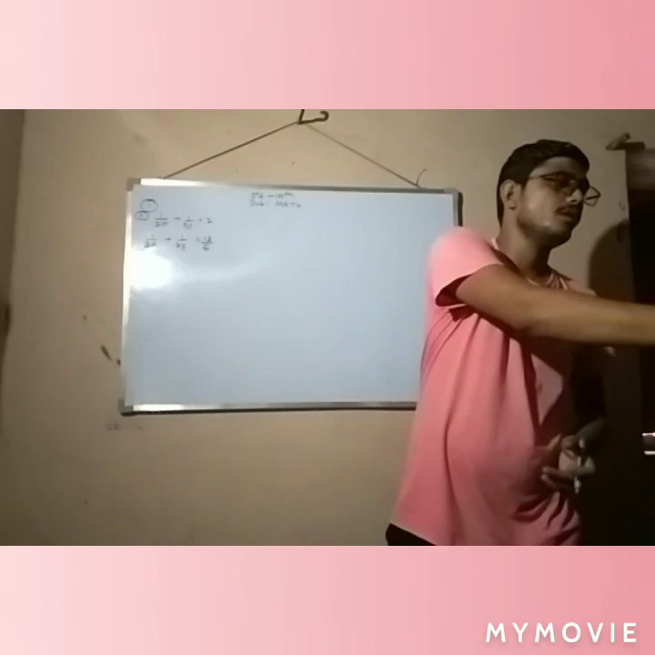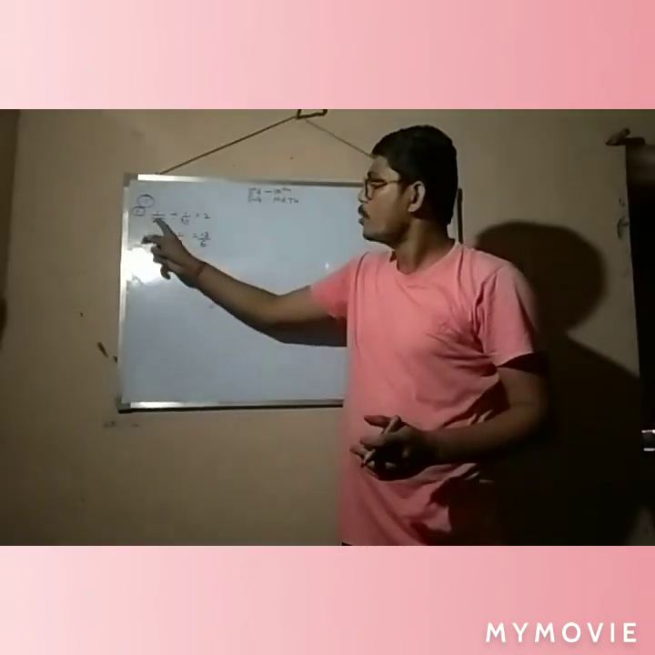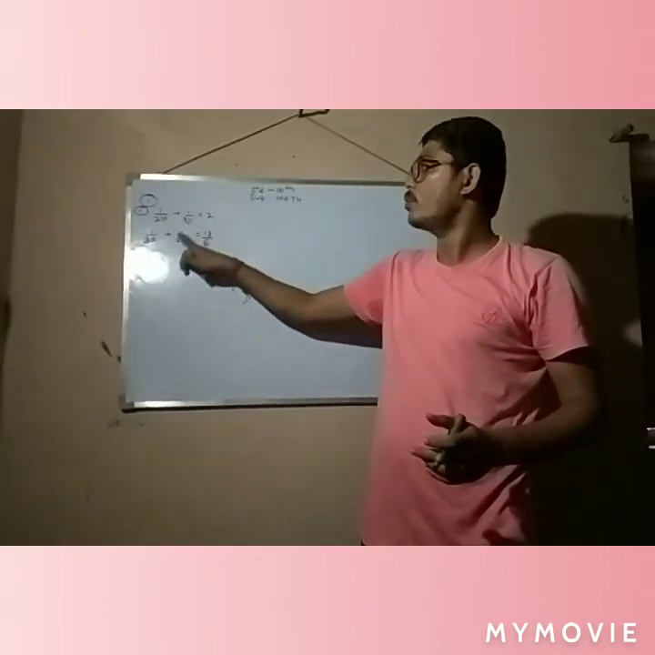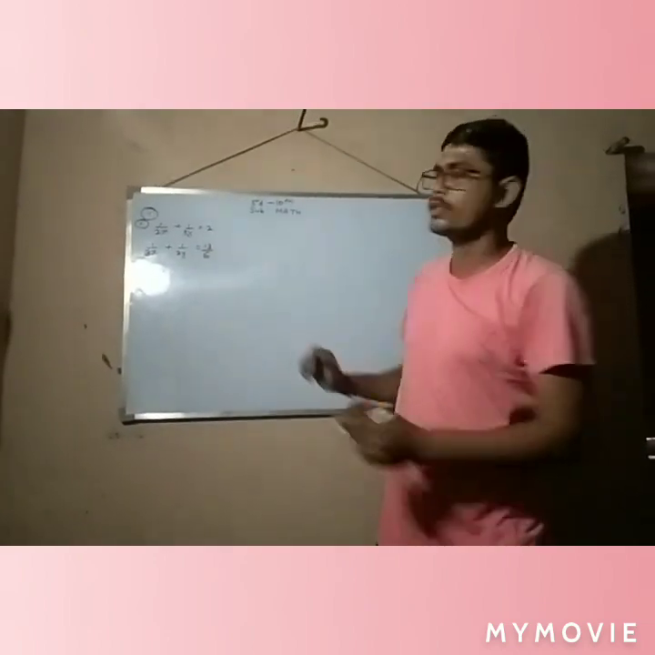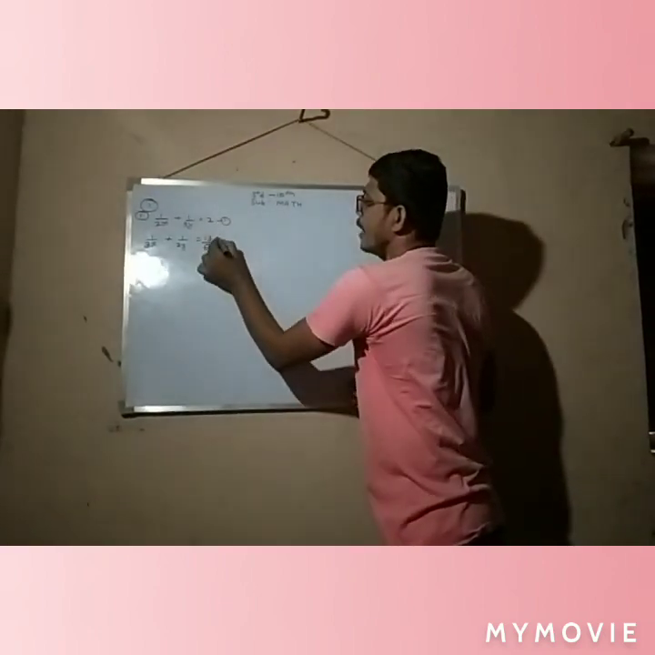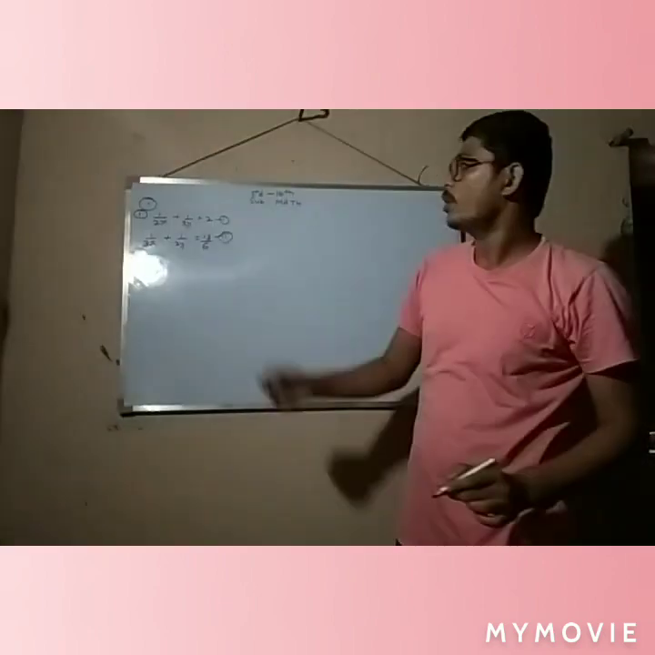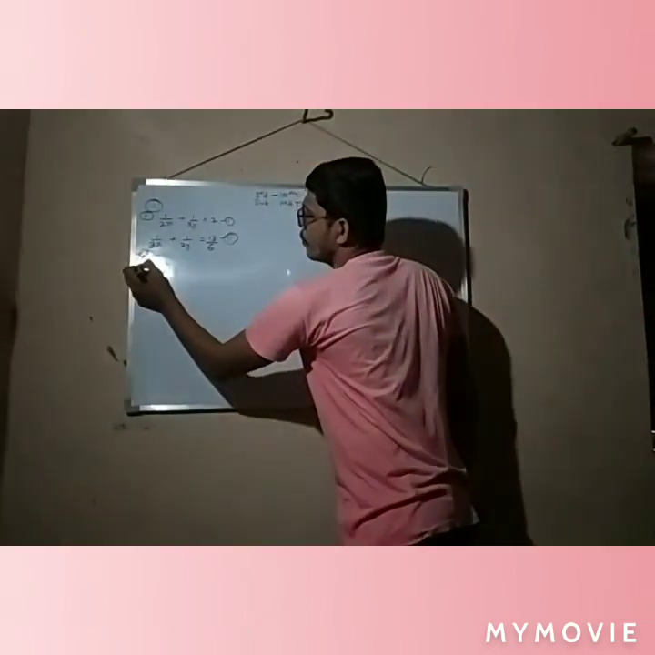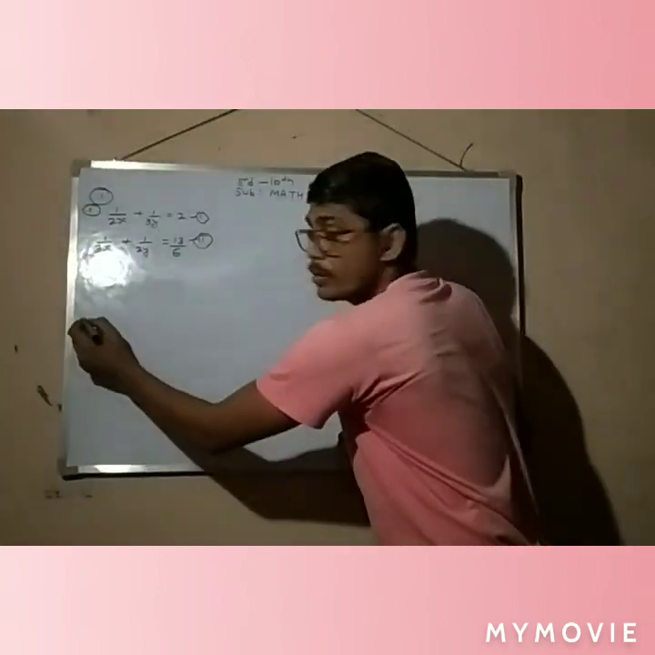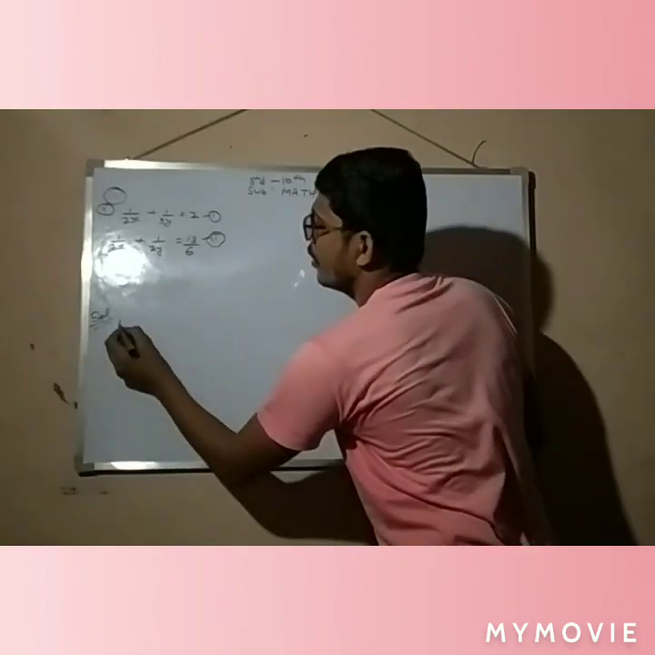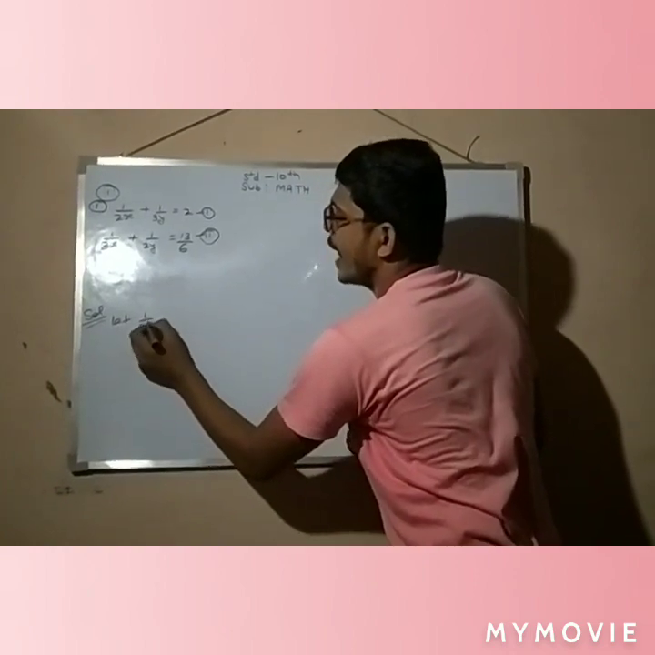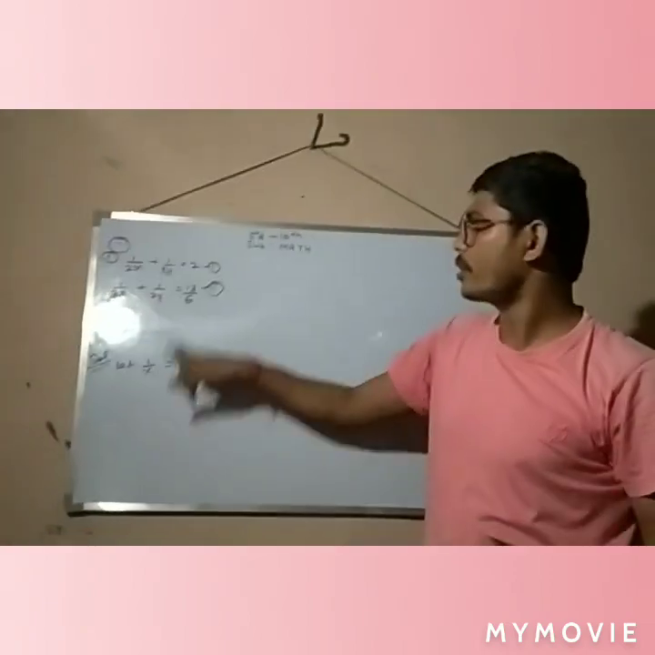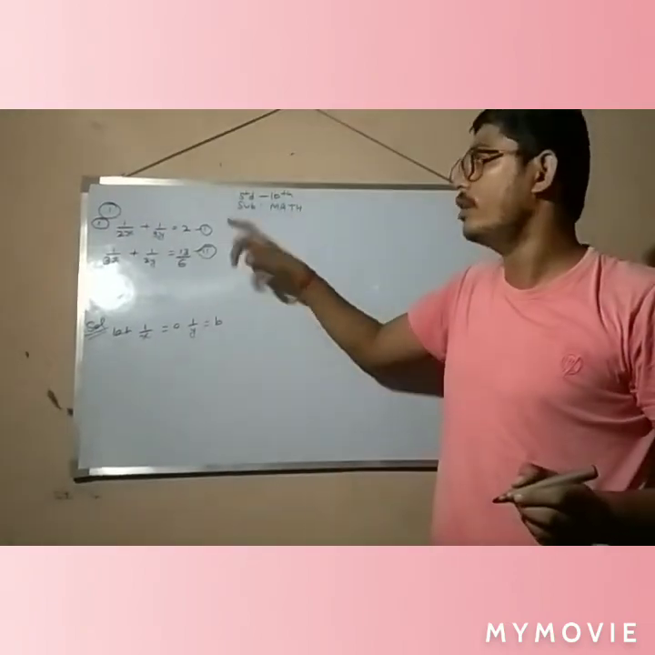Okay. Now student, 1 upon 2x plus 1 upon 3y is equal to 2 and 1 upon 3x plus 1 upon 2y is equal to 13 upon 6. Let this be equation number 1 and this be equation number 2. Now solve the equations by the reducing method. Now solution: let 1 upon x is equal to a, 1 upon y is equal to b. Now put these in equation number 1 and equation number 2.